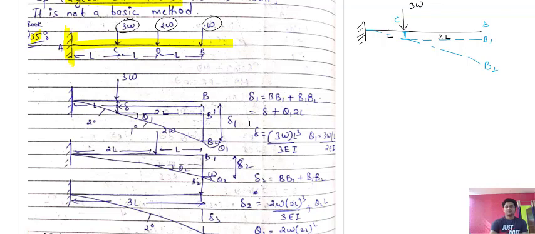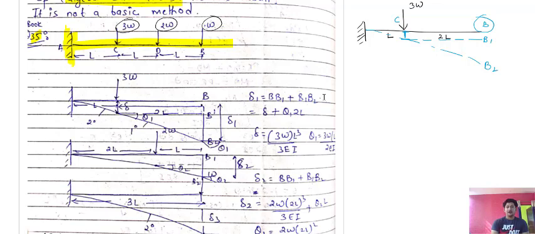Now you will see that in this numerical you have to calculate the deflection and slope at point B, this point. So what will be the slope and deflection value? The standard result will depend upon all these three loadings that have been applied on the beam.